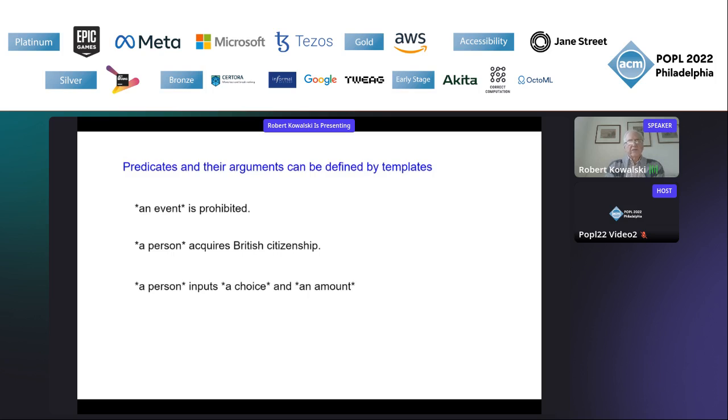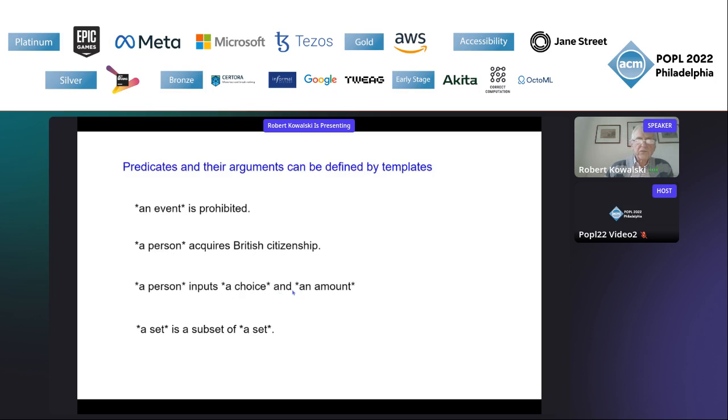A person inputs a choice and an amount is an interesting application to the rock, paper, scissors example, often used in blockchain smart contract courses. And here we use a predicate called inputs with three variable arguments: a person, because anybody could input, a choice could be rock, paper, scissors, and an amount, which is a gamble. Let's say I'll put in $1,000 if you put in $100.